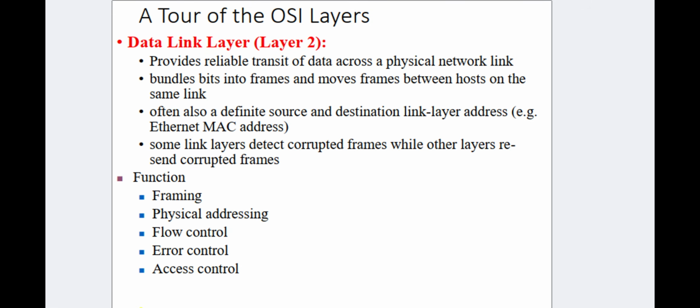A tour of the OSI layers: data link layer. Layer 2 provides reliable transit of data across a physical network link, bundles bits into frames and moves frames between hosts on the same link, often with a definite source and destination link layer address, e.g. Ethernet MAC address. Some link layers detect corrupted frames while other layers resend corrupted frames. Functions: framing, physical addressing, flow control, error control, access control.